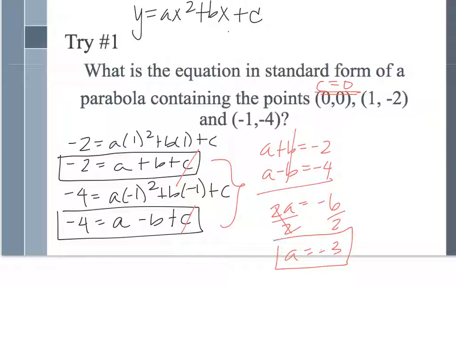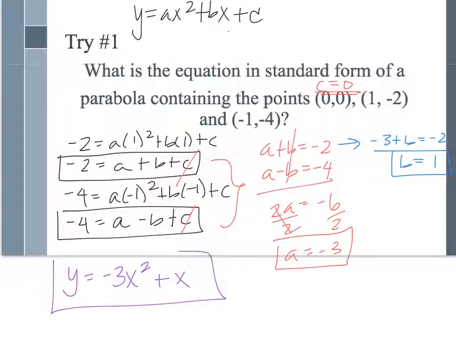So I've got two answers. Finally, I substitute that information into, let's choose the top one. So it's negative 3 plus b equals negative 2. If I add 3 to both sides, b will equal 1. So as our final answer, for a, b, and c in standard form, we should have y equals negative 3x squared plus x. And we're done.